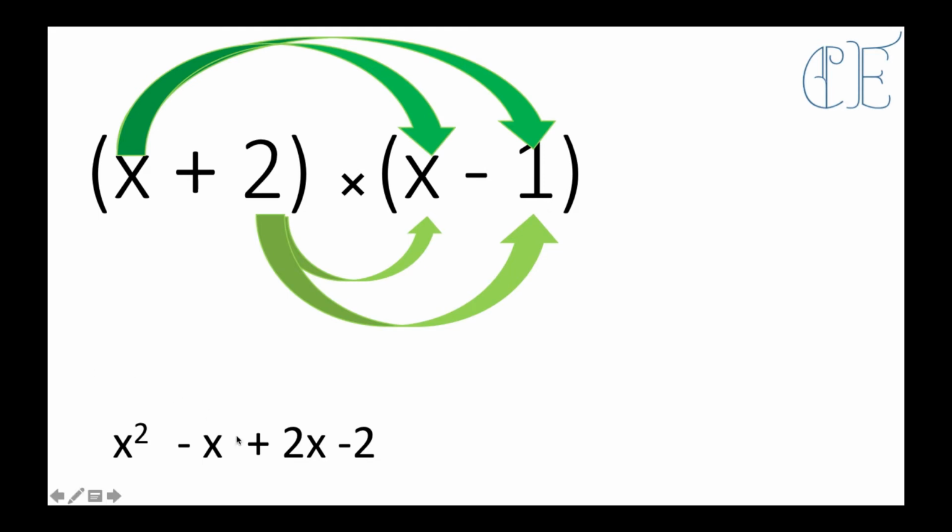So down here we have minus x plus 2x. So we can add those together. It's the same as saying 2 take away 1, okay, or minus 1 plus 2, okay, and that just gives us 1. So we've got x squared plus x minus 2.